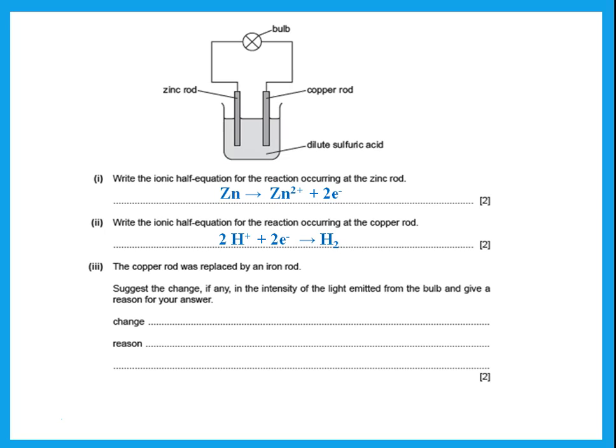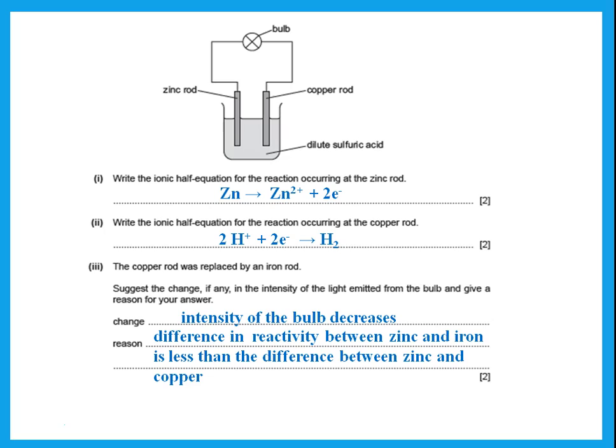Now the copper rod is replaced by an iron rod. If I replace the copper with iron, you should realize the difference in reactivity between them: there is a bigger difference between zinc and copper. So if I remove the copper and put iron, then the difference in reactivity between the zinc and the iron is lower. That means the bulb will not light up as brightly as it did, so the intensity of the bulb decreases. This is because the difference in reactivity between zinc and iron is less than the difference between zinc and copper.